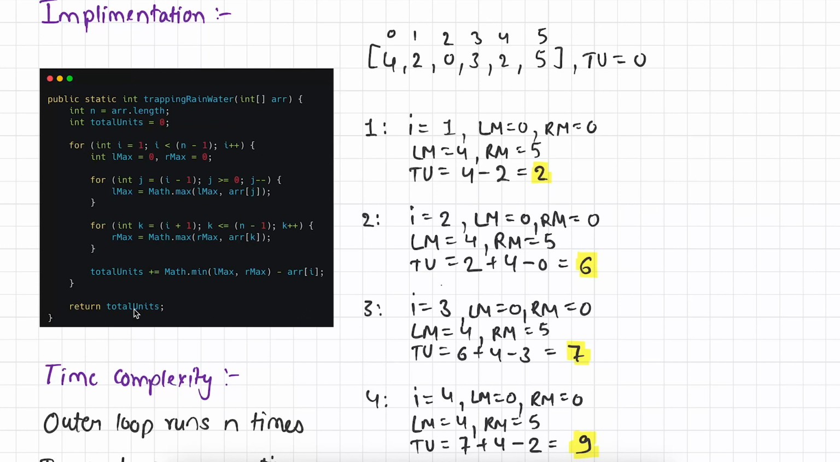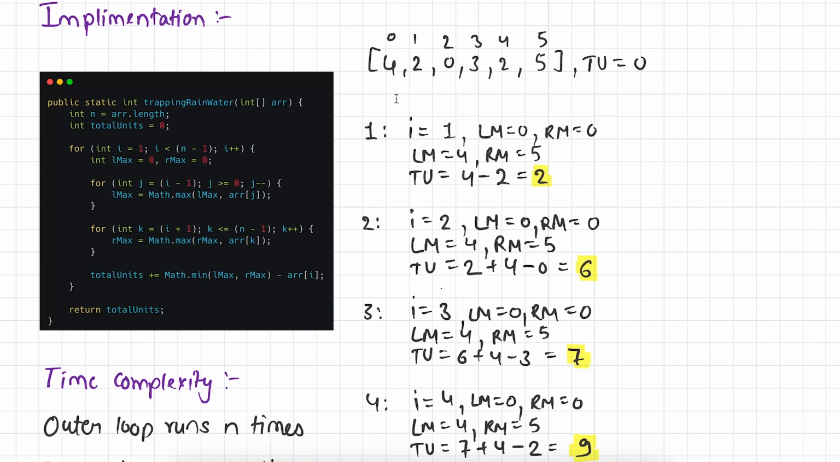Now let's dive into this function and see how it actually works. So here the elevation map is given as 4, 2, 0, 3, 2, 5. We initialize our total units as 0. We execute this code and our loop begins.